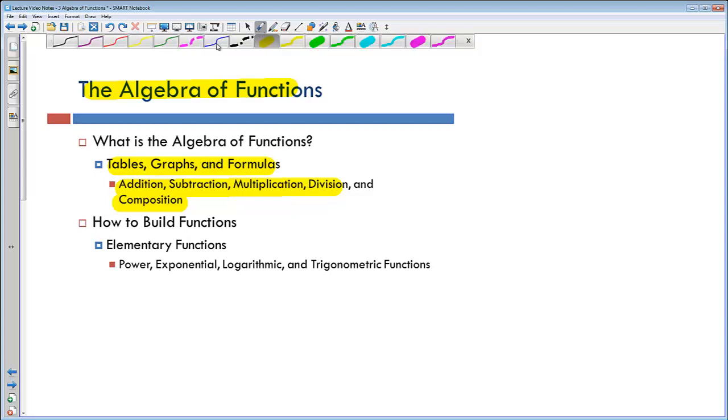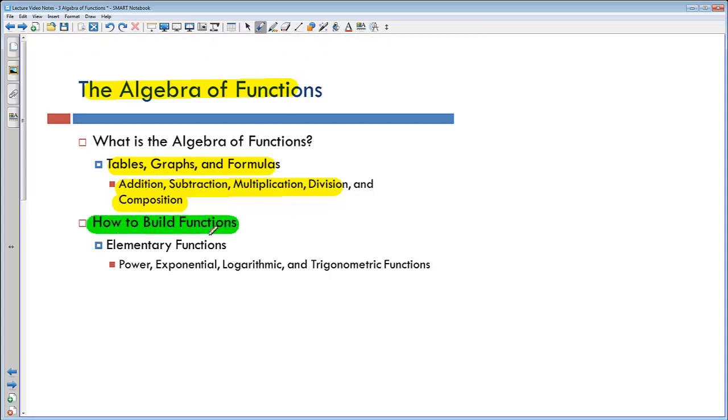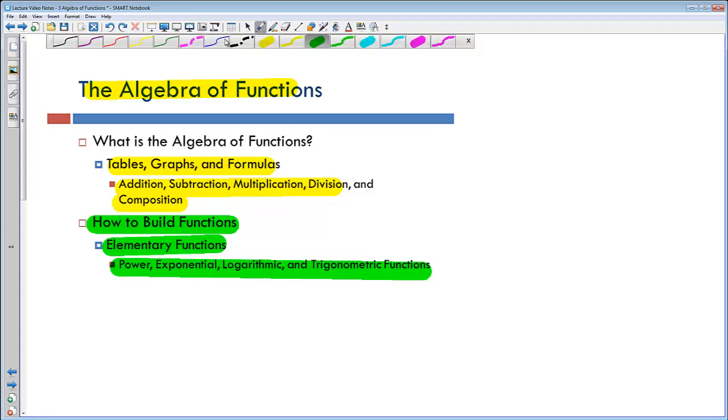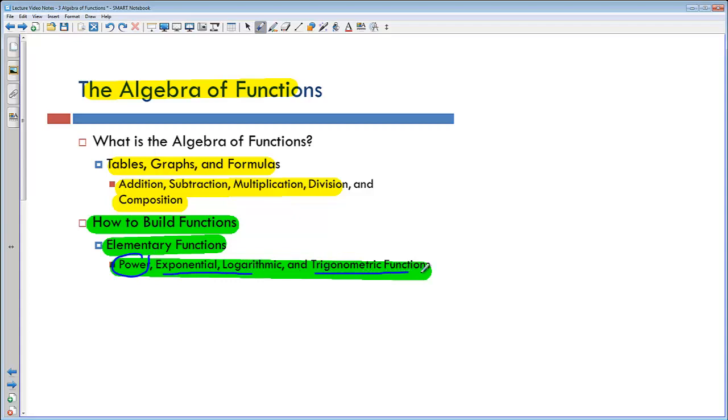And finally, at the end of the day, what we're trying to do is figure out how to build functions from simpler functions. So how do we make these elementary functions? We build them out of power, exponential, logarithmic, and trigonometric functions. We'll spend the next chapter studying power functions, another chapter on exponential and logarithmic functions, and a final chapter on trigonometric functions, and that completes the basic elementary functions, which are used to model most things in calculus.